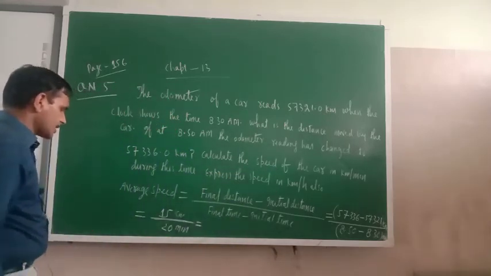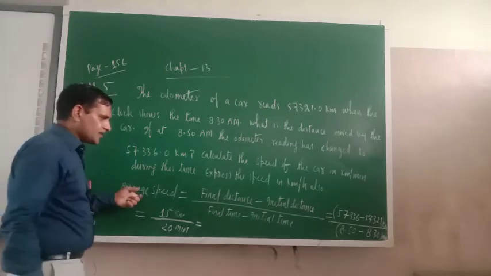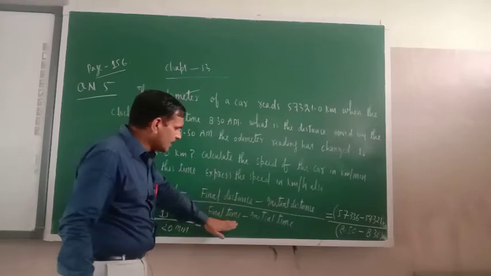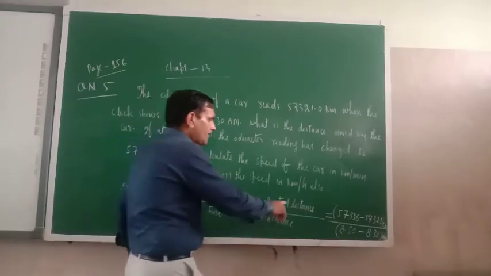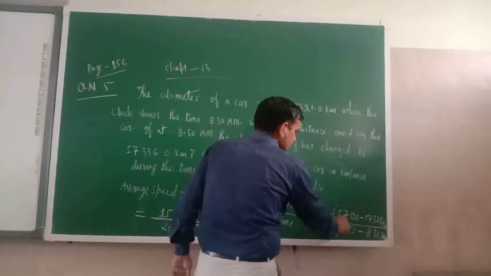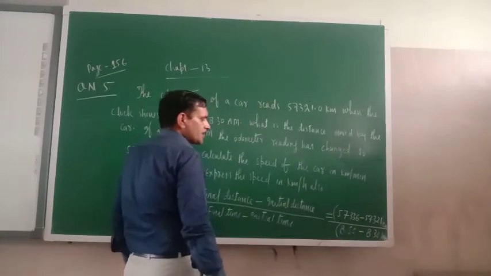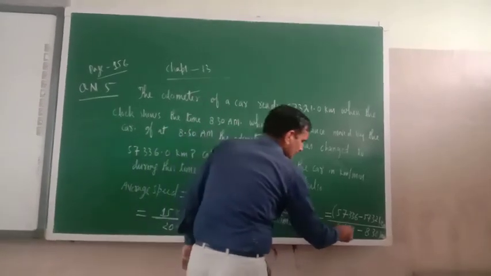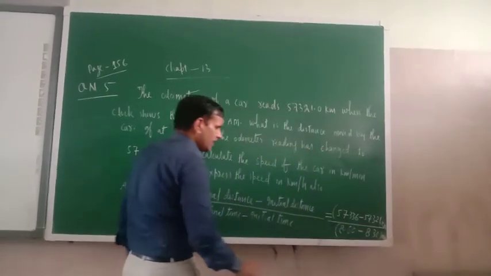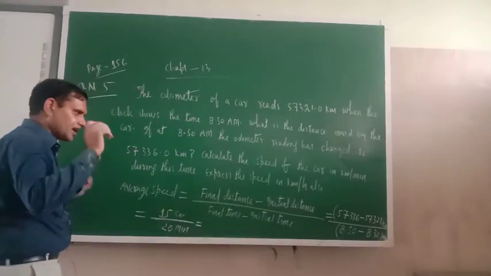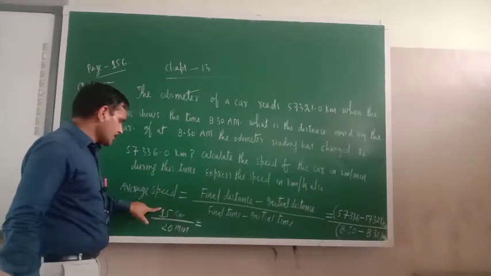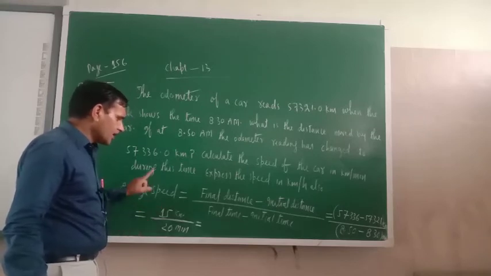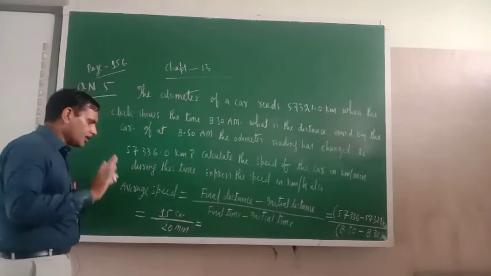Okay, so just try to understand. Average speed equals what? Final distance minus initial distance divided by final time minus initial time. So the final reading is 57336, initial reading is 57321, divided by 8:50 minus 8:30 minute. If you subtract, the distance traveled would be 15 kilometer and time taken would be 20 minutes.